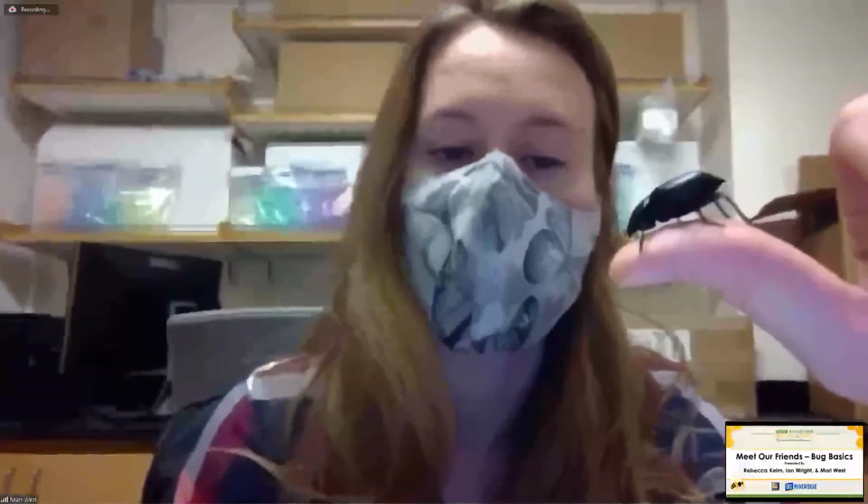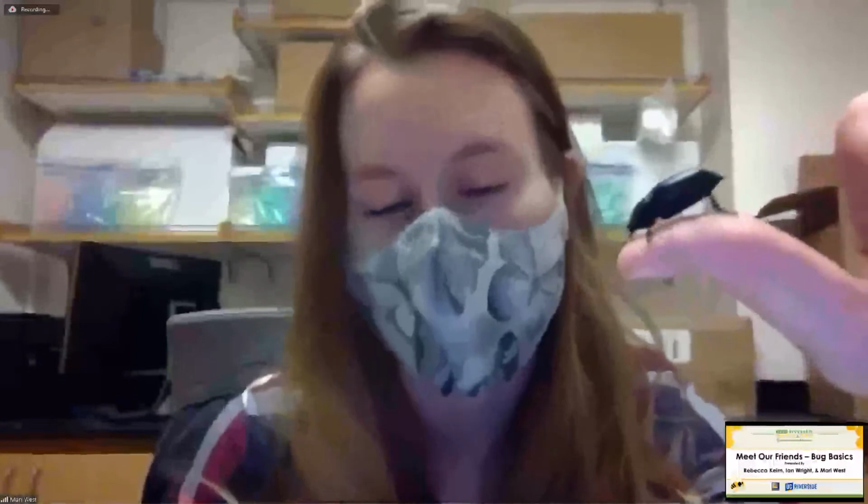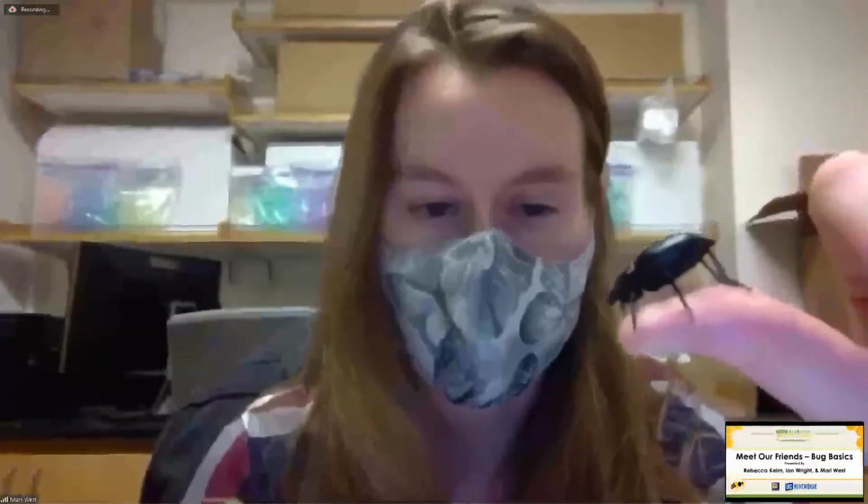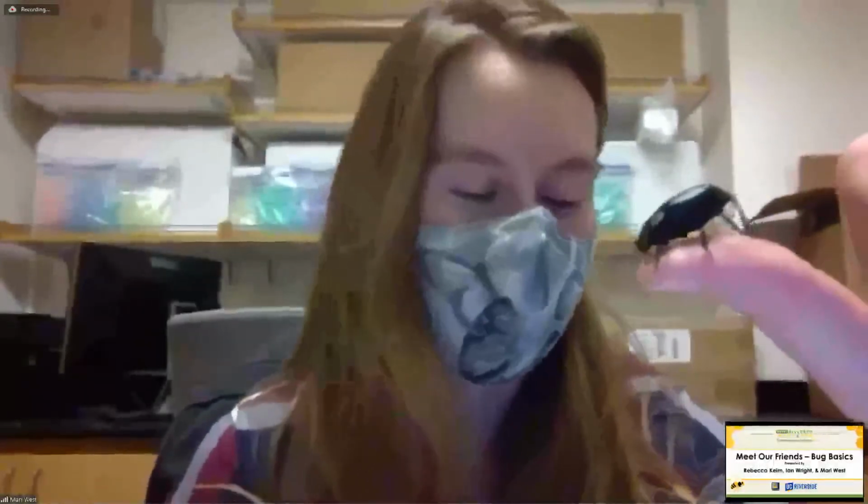But we have quite a few of these in our outreach insect collection. We bring them around to schools, obviously not lately because of the pandemic, but ours are pretty used to being handled, and so we don't really have them displaying that behavior too often, luckily, so we can handle them pretty nicely.